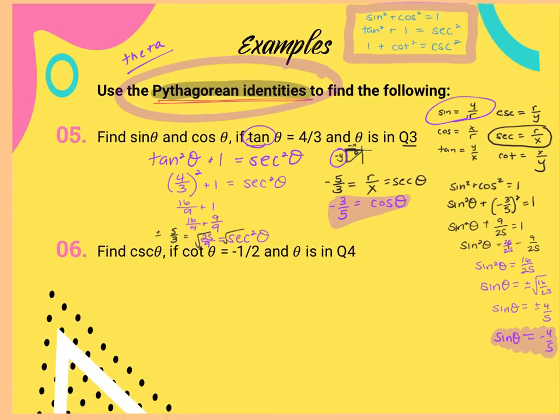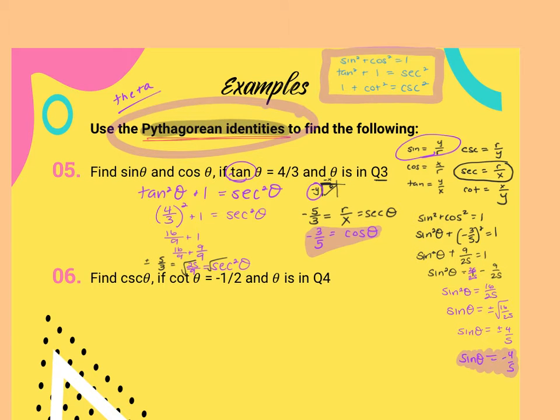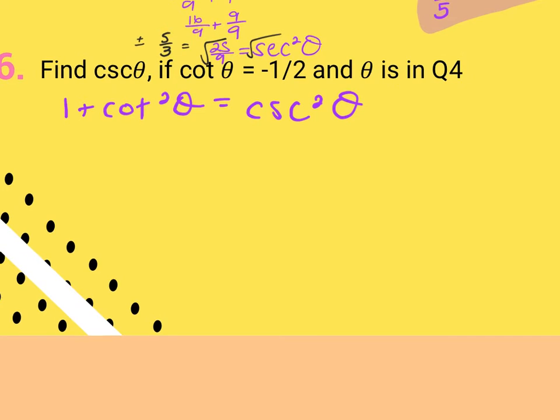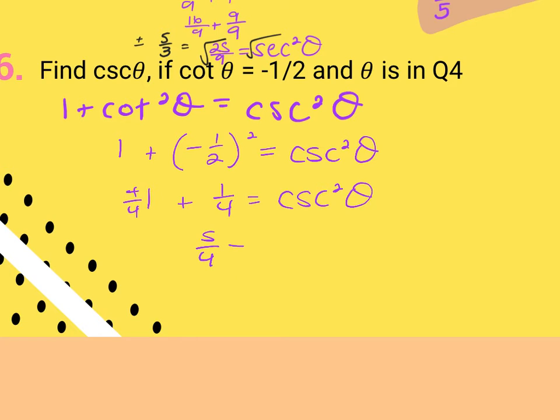All right, so cosecant of theta if I have cotangent. Which of these identities uses cosecant and cotangent? 1 plus cotangent squared theta equals cosecant squared theta. This time I got lucky because it's exactly what I need. 1 plus cotangent, negative 1/2 squared, equals cosecant squared. So 1 plus 1/4 equals cosecant squared. This is 4/4, so 5/4 equals cosecant squared. So cosecant equals plus or minus the square root of 5 over the square root of 4, which is 2.